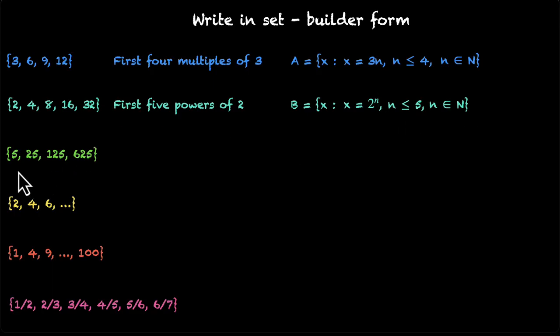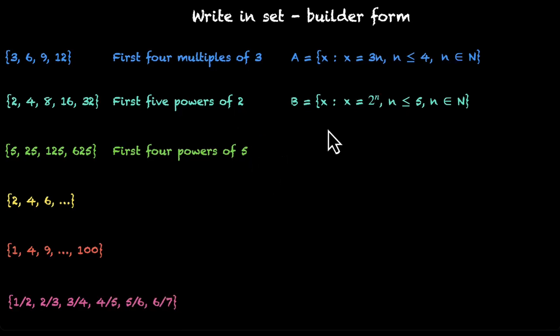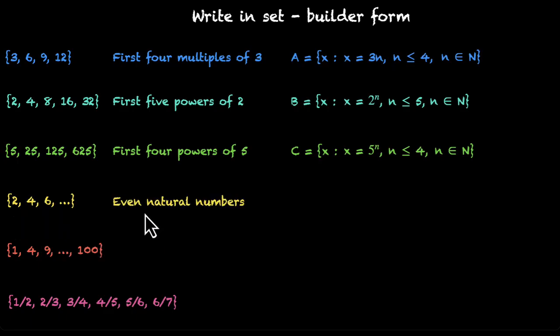The next one, we have 5, 25, 125 and 625. These are the first 4 powers of 5. It's very similar to the previous one. We're looking for x such that x equals 5 to the power n, where n is less than or equal to 4 and n belongs to natural numbers. Next one, we have 2, 4, 6 and so on. So we have these even numbers. In fact, we have all even numbers. We have even natural numbers.